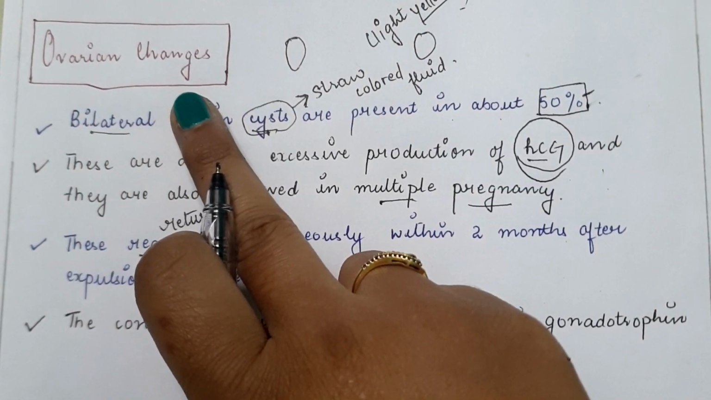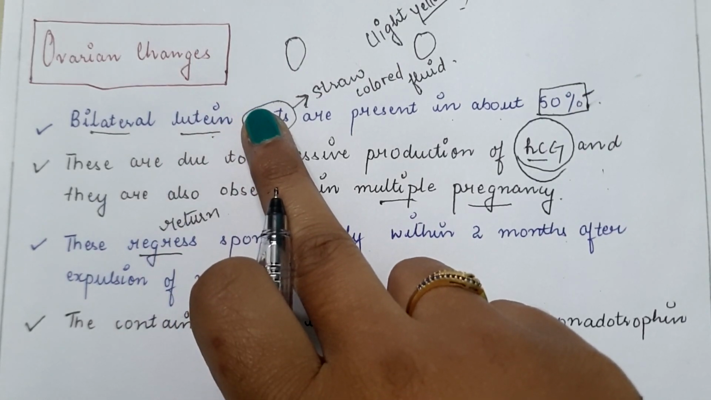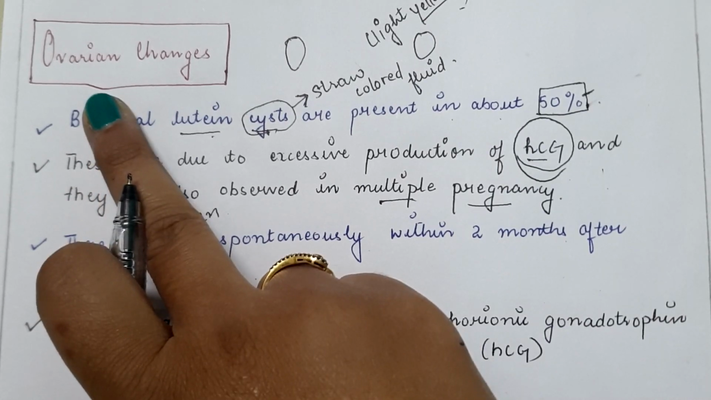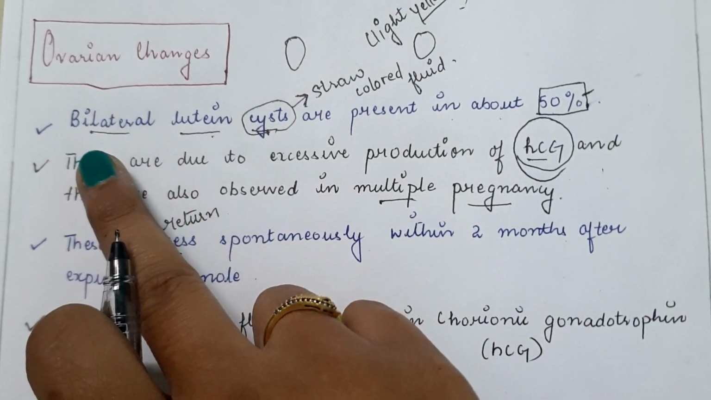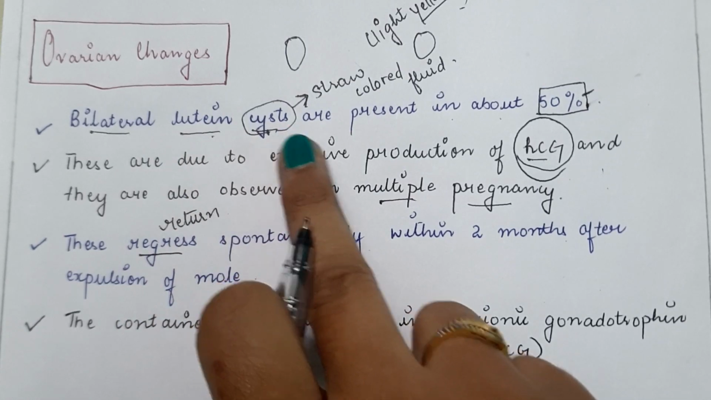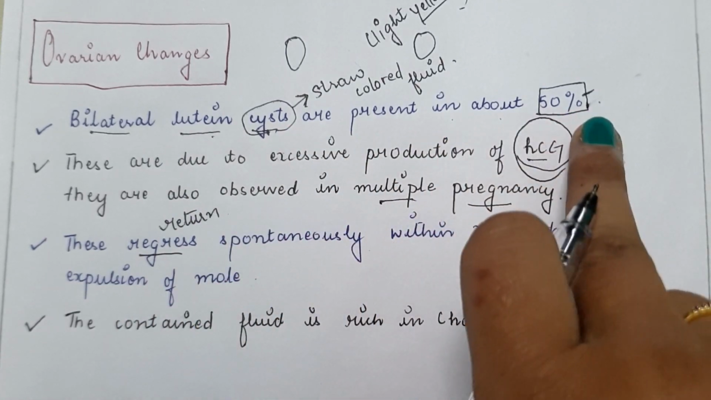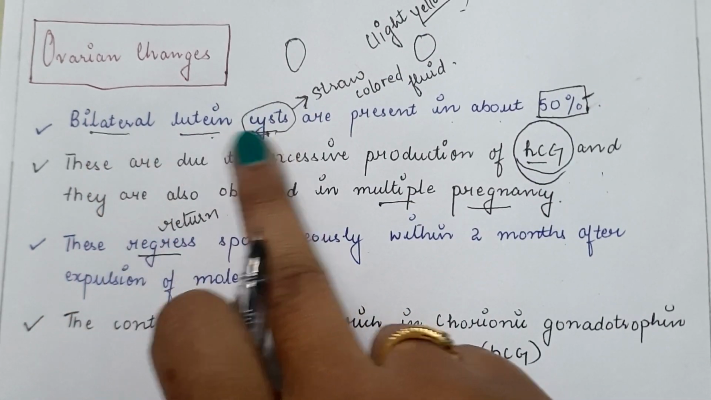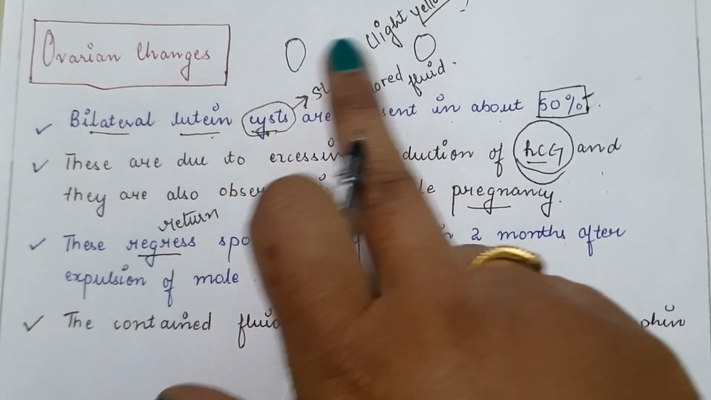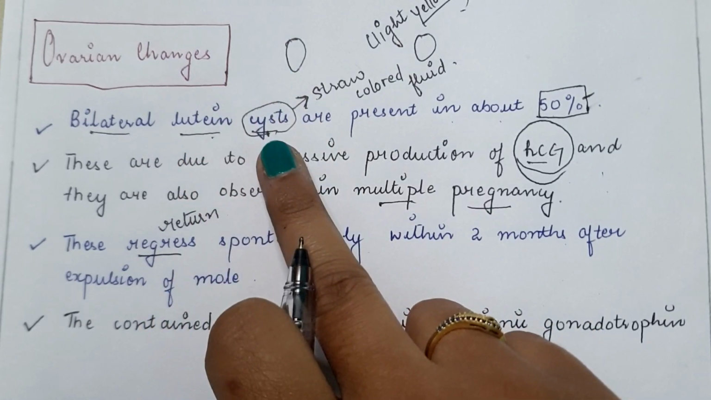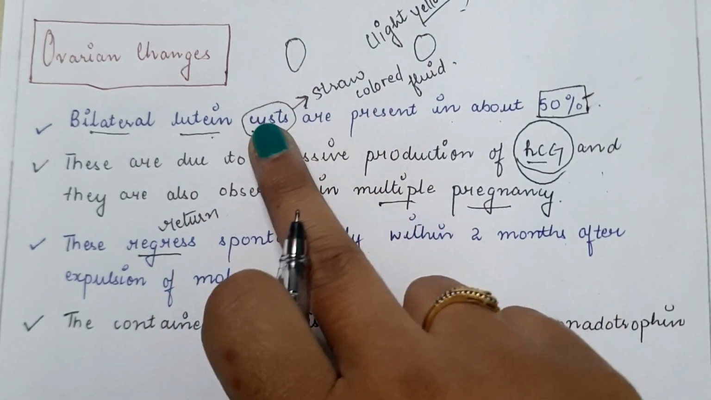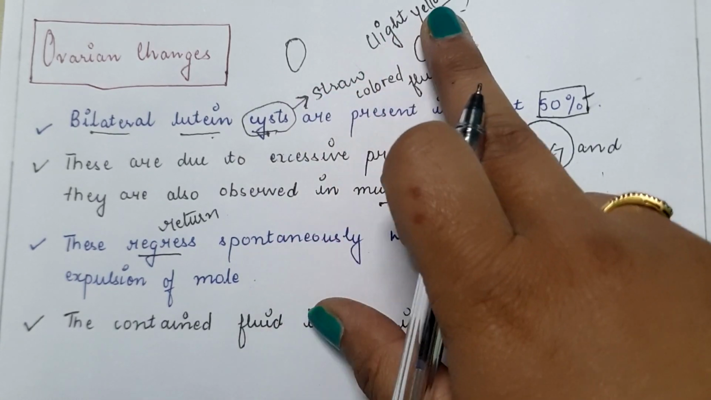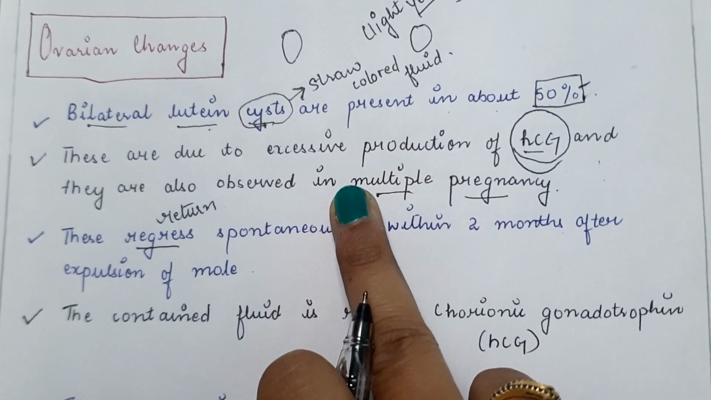Ovarian changes. In the case of hydatidiform mole, for certain reasons, there are changes that take place in the ovaries also. Now what are those changes? Bilateral lutein cysts are present in about 50% of cases of hydatidiform mole. Now what are bilateral lutein cysts? Bilateral means present in both ovaries. Lutein cysts contain straw colored fluid. Straw colored means light yellow colored fluid.